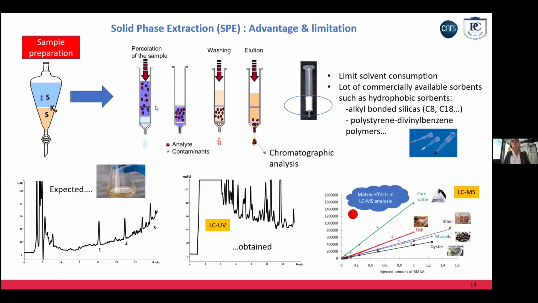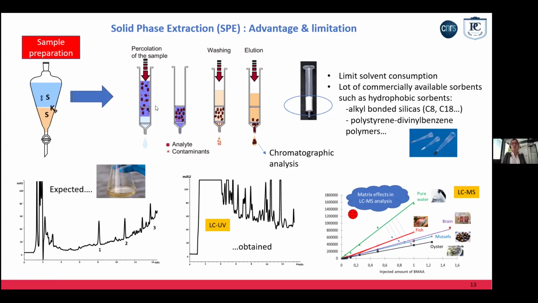But if we use mass spectrometry with such complex samples, we have a decrease of the efficiency of the ionization, because the compounds entering the mass spectrometer suffer from matrix effect. As an example, these are calibration curves that were obtained when purifying different types of complex samples. These are purified samples that were injected. And as you can see, we don't have the same slope, we have matrix effect. So it is very dangerous to quantify these compounds with a calibration curve obtained in pure water.